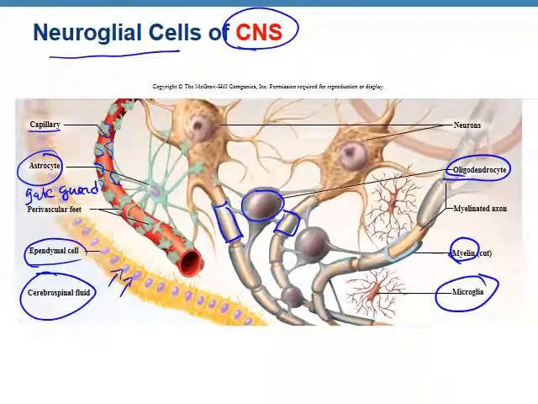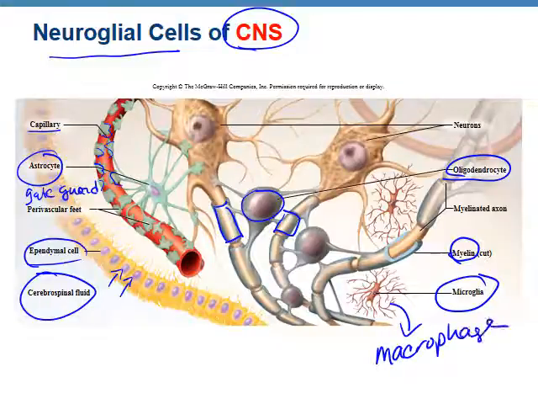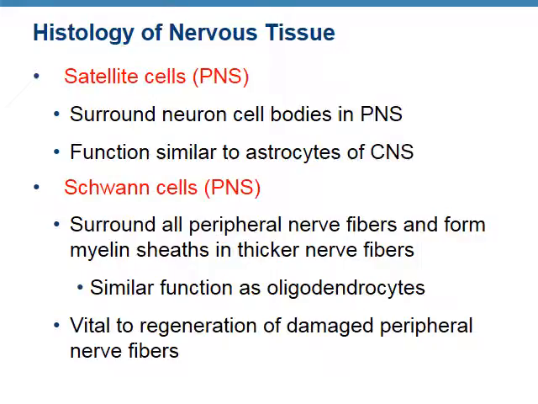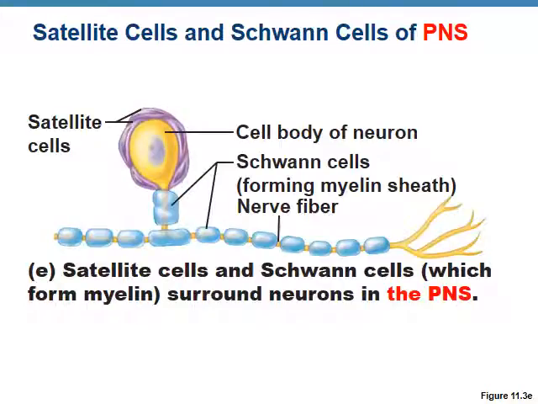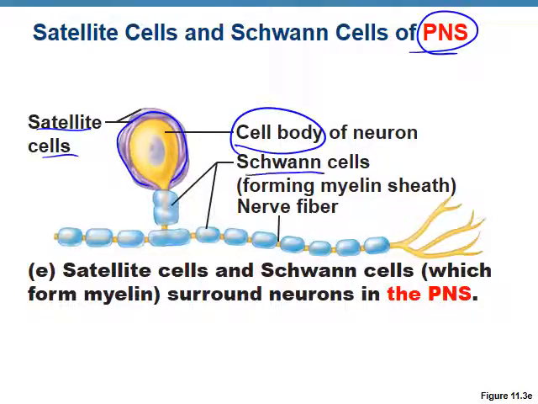Then last we have this microglial cell. These can basically act as macrophages. They can go around and destroy any pathogens that are present. There are only two cells that make up the neuroglial of the peripheral nervous system. We can see a satellite cell here that wraps around the cell body of the neuron, and then we can see the Schwann cells, which actually form the myelin.